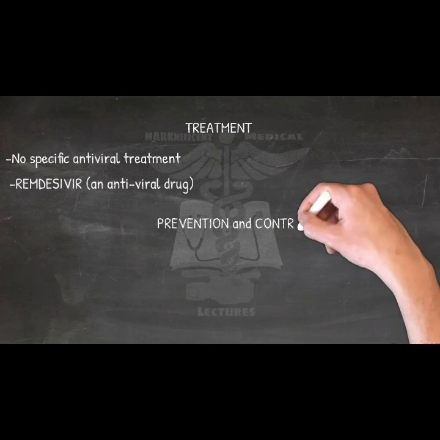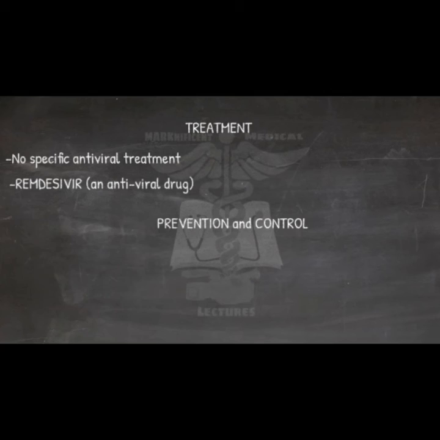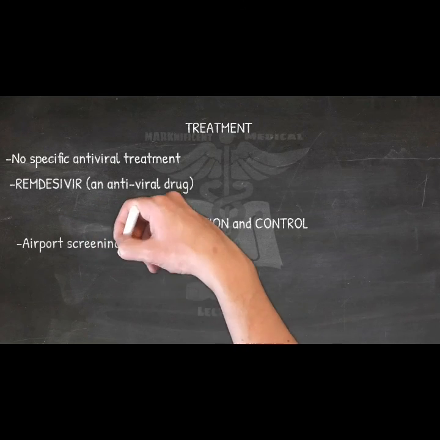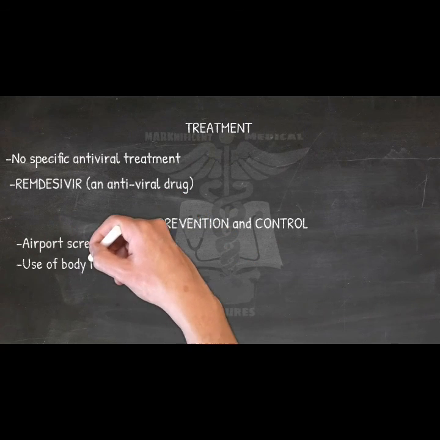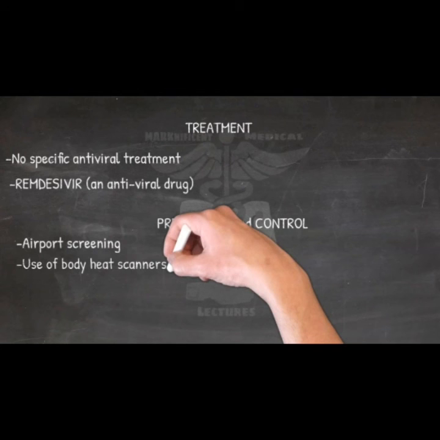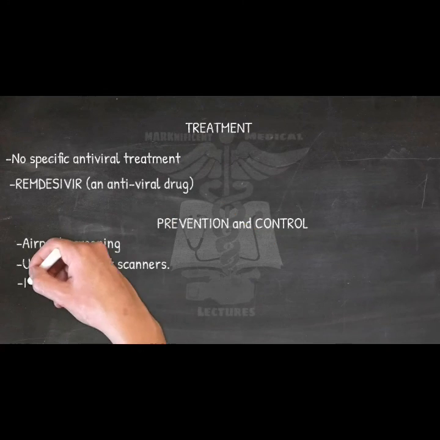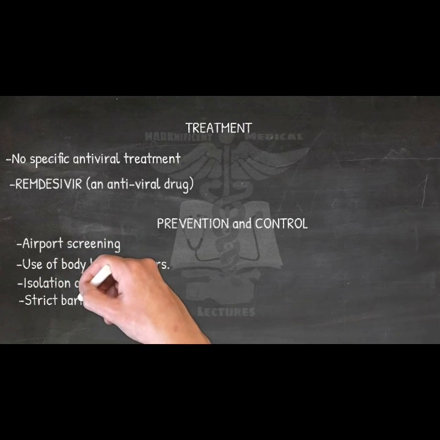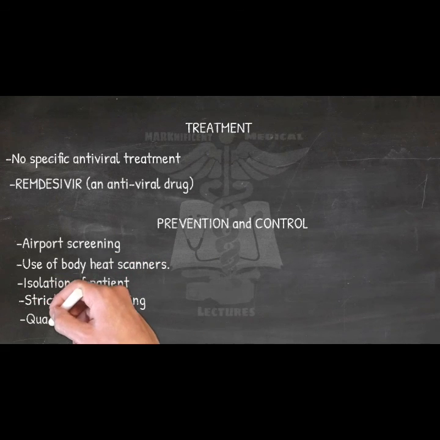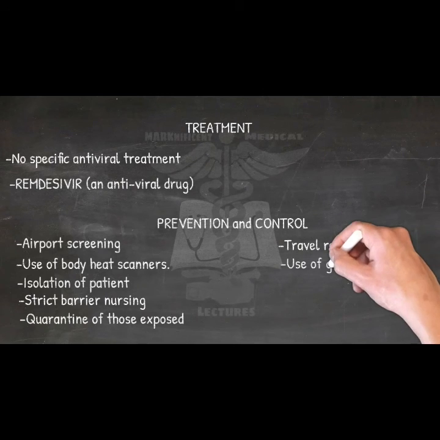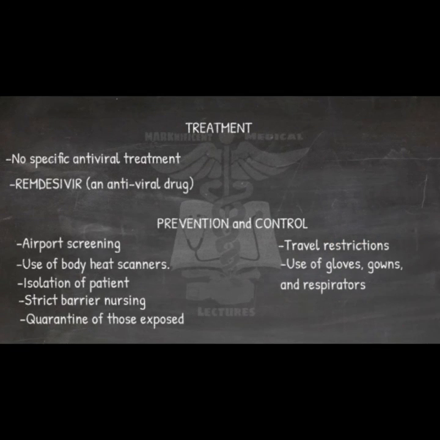Prevention and control. Airport screening for potentially sick and/or febrile passengers is being carried out by using body heat scanners. Individuals with a skin temperature of 37.5 degrees Celsius or greater glow bright red on the scanner. Isolation of patient and strict barrier nursing is crucial to prevent transmission. Quarantine of those who had been exposed, and travel restrictions, as well as the use of gloves, gowns, goggles, and respirators by health care workers are all preventive measures.